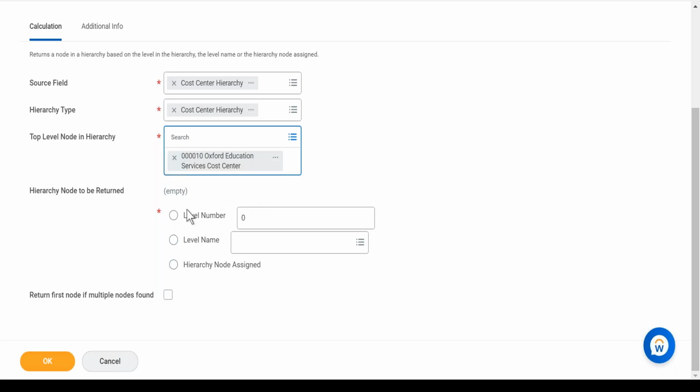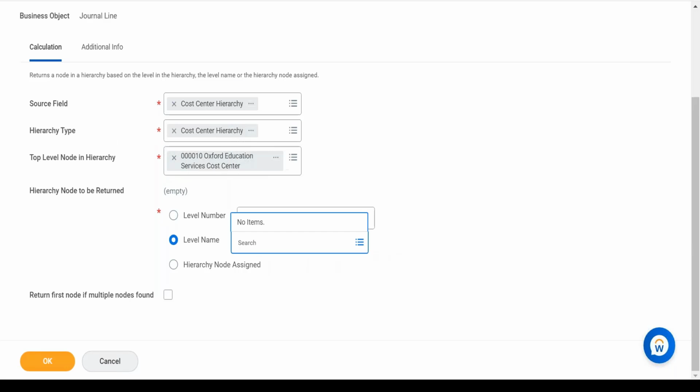Now there are three ways in which you can find this. If you are not sure about the level name, suppose they have not said division, or it's not configured at all, then you should always go with the level number they are talking about. Here they are talking about level 3, right? So I'm going to simply say level 3 hierarchy node assign.